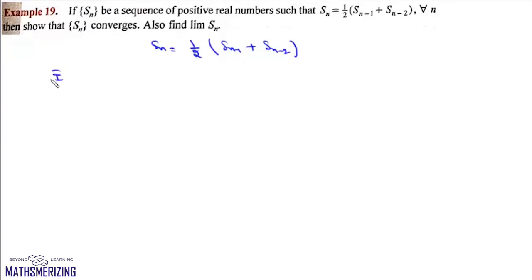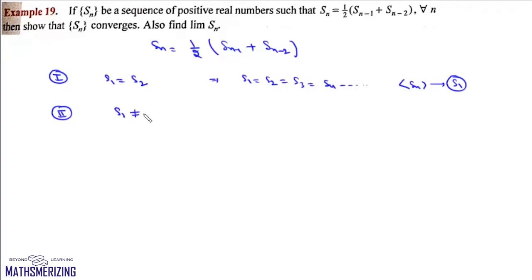Case 1, if S1 equals S2. Now if S1 is equal to S2, then in that case S1 must be equal to S2 and it will be equal to S3, S4. Then it will be a constant sequence, and if the sequence is constant, then it will converge, and it converges to S1.